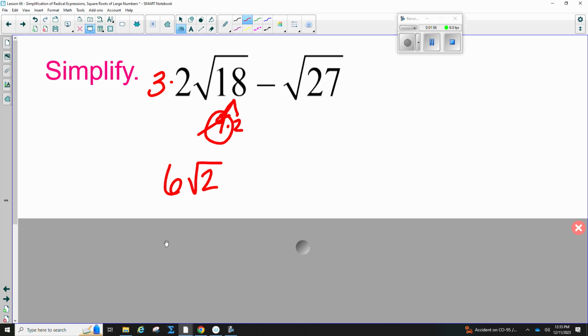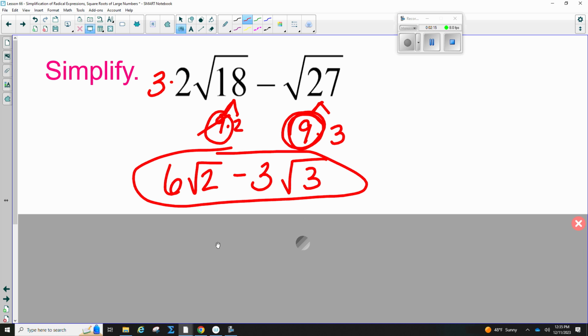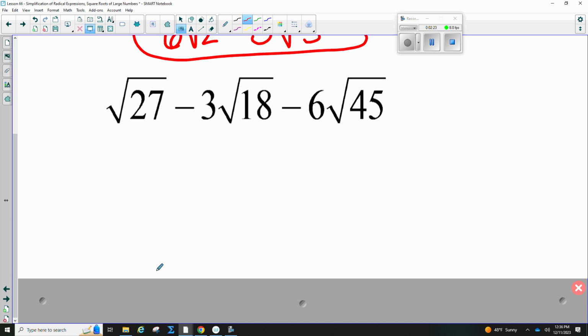All right, and 27 is what times what? 9 times 3. All right, and what is the square root of 9? So this would be minus 3 root 3. All right, the square root of 9 becomes the 3 in the front, and the other 3 stays inside the house. And by the way, do those subtract? No. All right, they have different radicals, so you just leave it like that. All right, let's try another one.